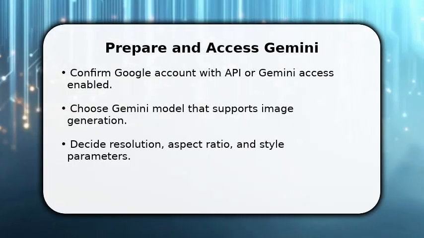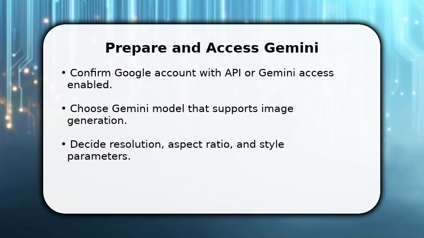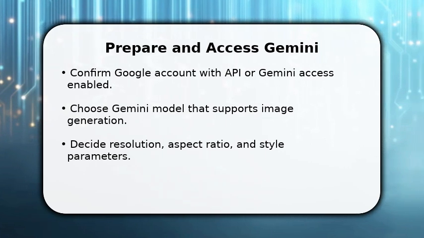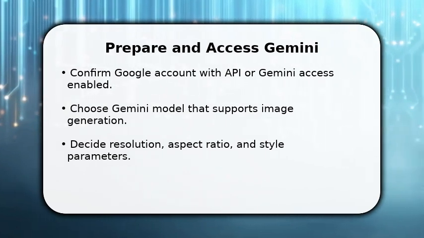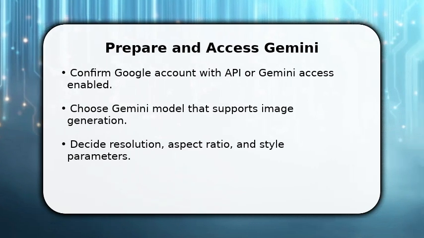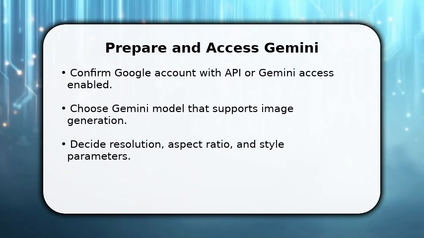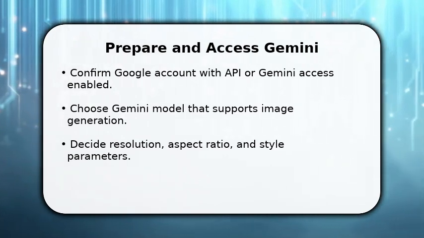You start by confirming access. Sign into the Google account with Gemini permissions and pick the image-capable model. Next, set your core parameters: resolution, aspect ratio, and a rough style direction, so the model has constraints. Then prepare a short, clear prompt scaffold: subject, mood, and focal details.